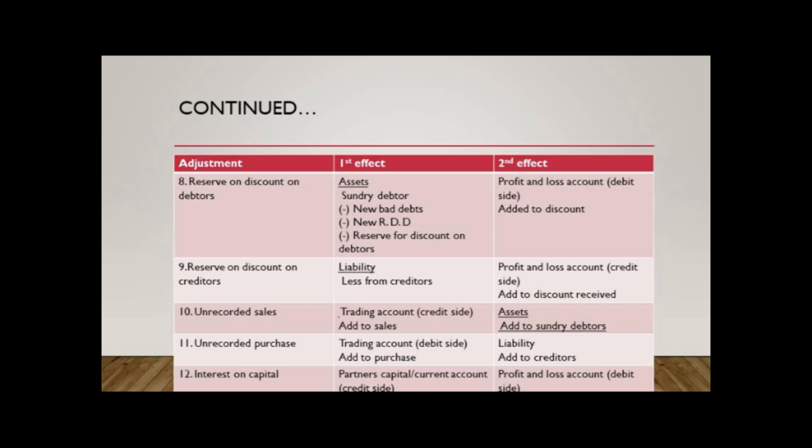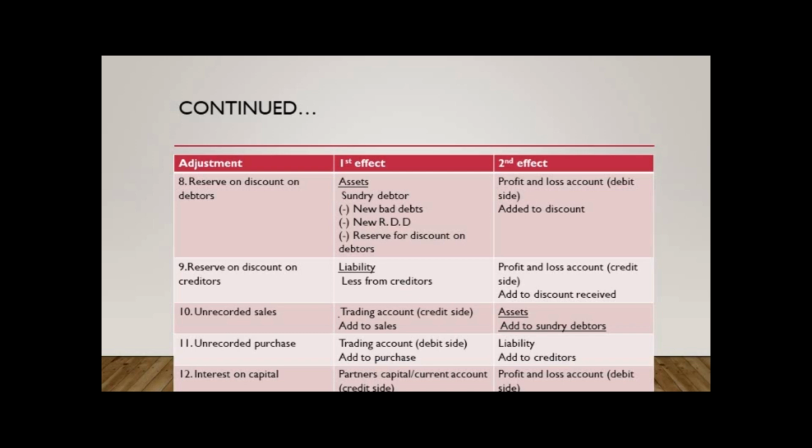The next adjustment is reserve for discount on creditors. First effect, balance sheet liability side, it is related with the creditors. So first we will subtract this amount from creditors, and second effect will come here P&L credit side, because we have received the discount from the creditors, it is our income, so P&L credit side.